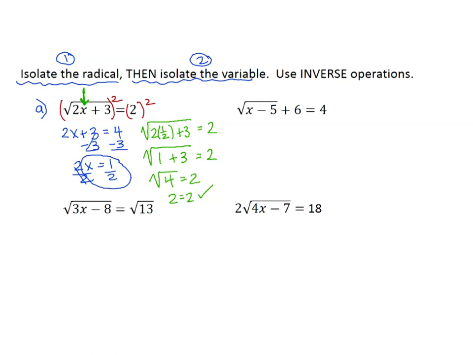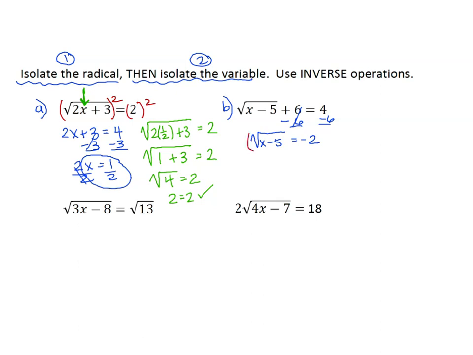Let's do the next one. For part B, we have to isolate the radical first because we have a 6 that's being added to it. So to undo that adding 6, we would have to subtract 6 from both sides to start. We're left with our radical and then a -2 on the other side. Once we have our radical isolated, we can continue using inverse operations.